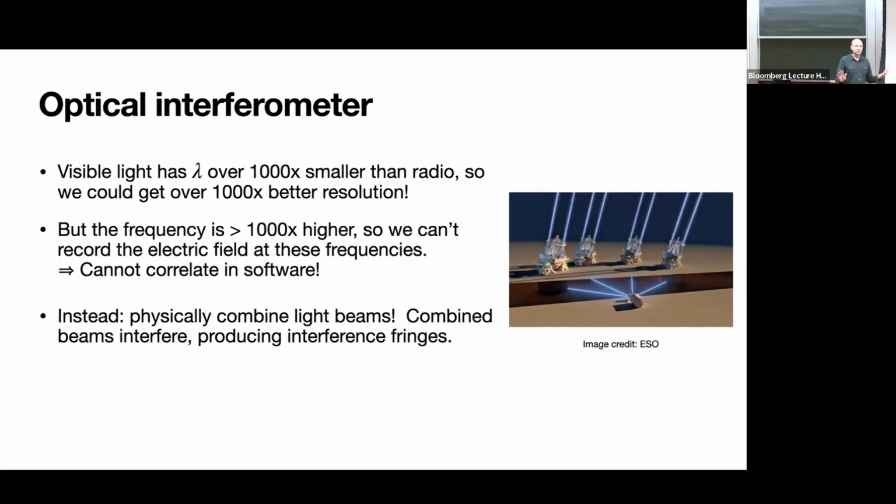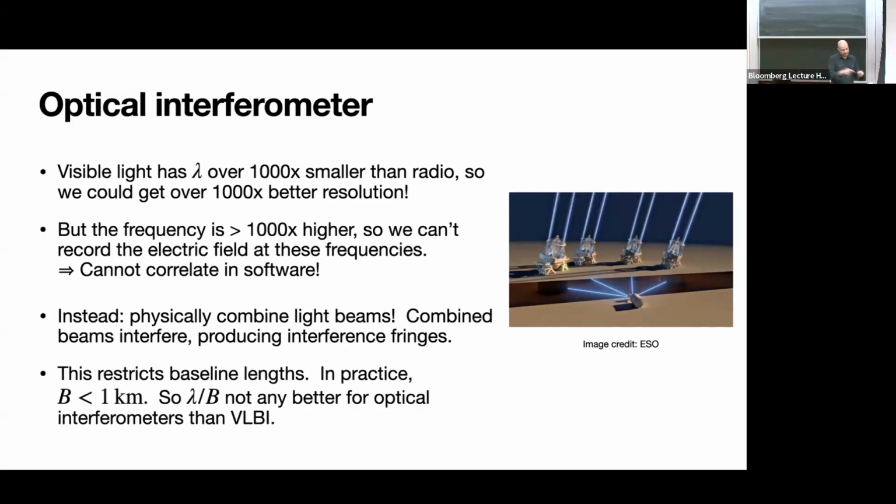It's great. But of course, there's one drawback. Because we are physically combining light beams, this limits how widely separated the telescopes can be. In practice, the longest baselines for which we've done optical interferometry have been less than 1 kilometer. So even though the wavelengths are thousands of times shorter, the baselines are also thousands of times shorter. Therefore, the angular resolution in practice isn't any better doing visible interferometry compared to radio interferometry.